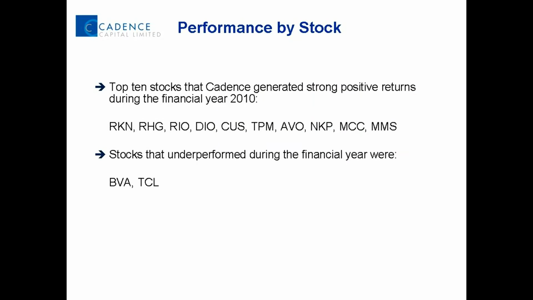Breaking last year's performance down further on a stock-by-stock basis, we've ranked the stocks that have performed well for us from left to right at the top of the page. Reckon was our best performing stock, RHG our second best performing stock. Rio did very well for us. The Dioro takeover by Avoca was very good for us, as was the Customs position. Stocks that have underperformed for us during the year include Bravura and Transurban TCL.